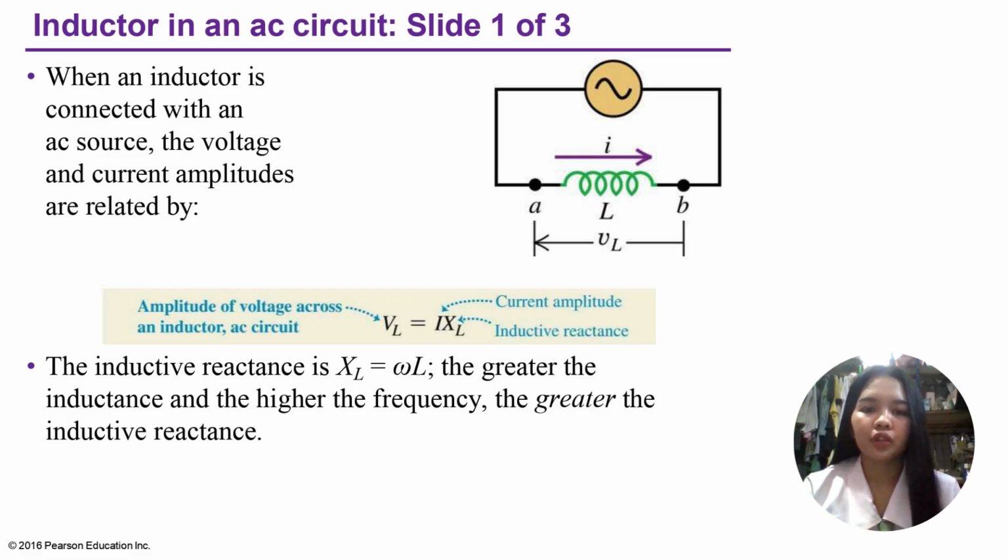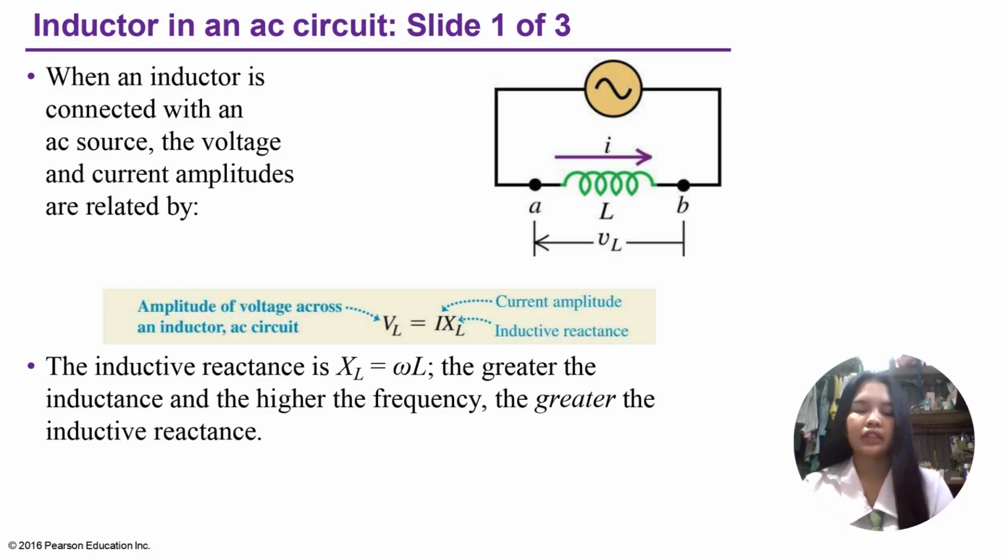And now, let's consider the behavior of an inductor in an AC circuit. Unlike a resistor, the relationship between voltage and current in an inductor is not simply governed by Ohm's law. Instead, we introduce the concept of inductive reactance, denoted by X sub L. The voltage amplitude across the inductor, V sub L, is related to the current amplitude through the inductor, I sub L, by the equation V sub L equals I sub L multiplied by X sub L.